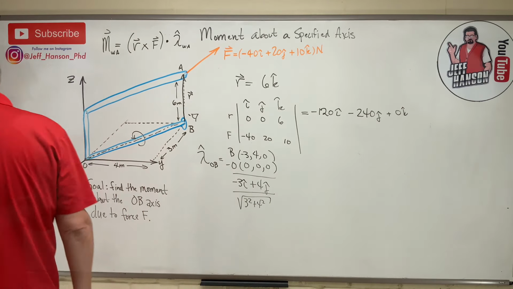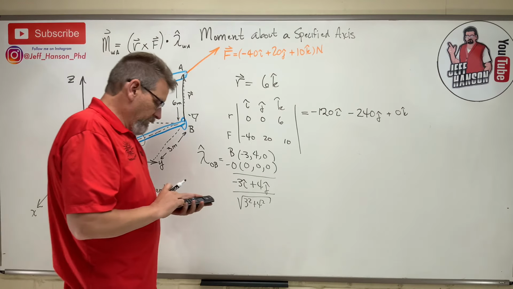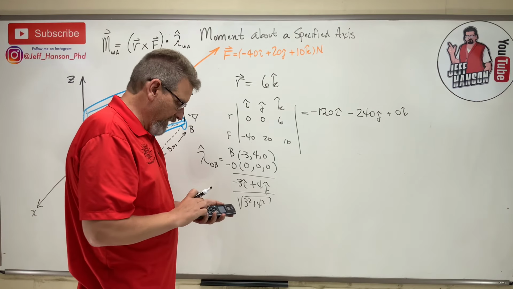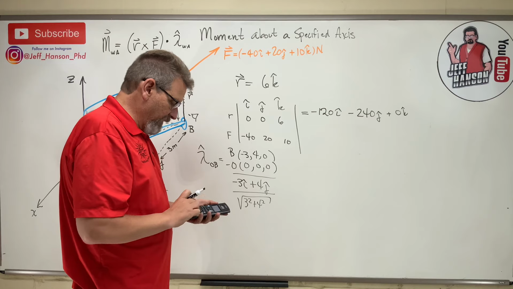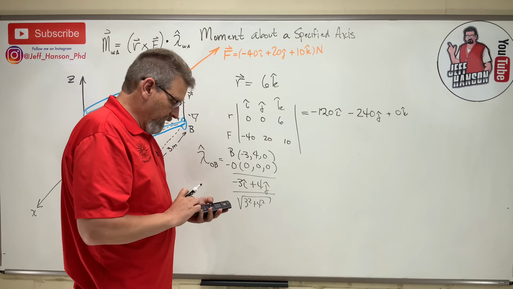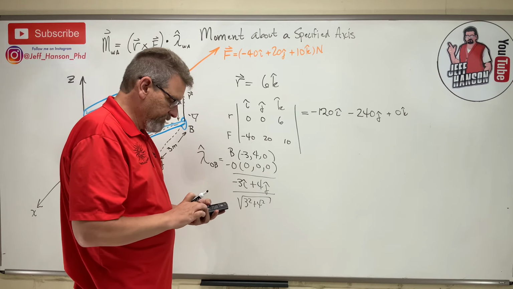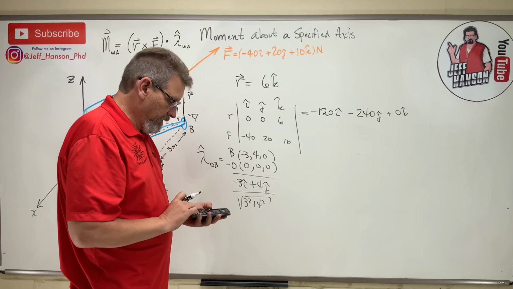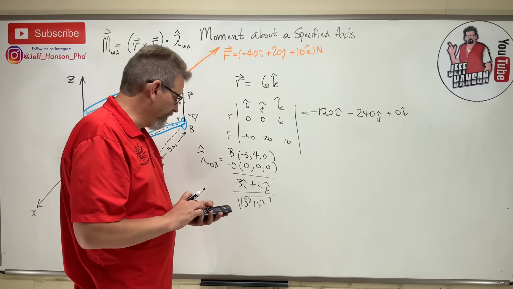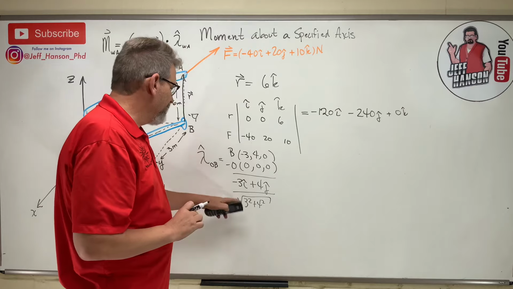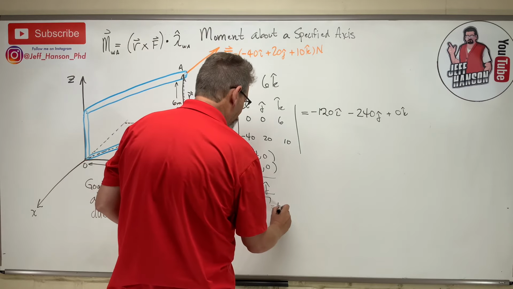And that is 3 squared plus 4 squared, square root. I think I already know what this is. That's 5, duh. That's 5. What in the world is wrong with me?